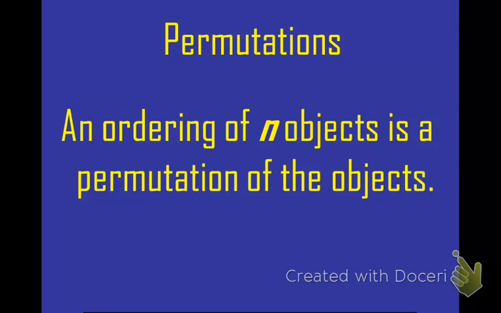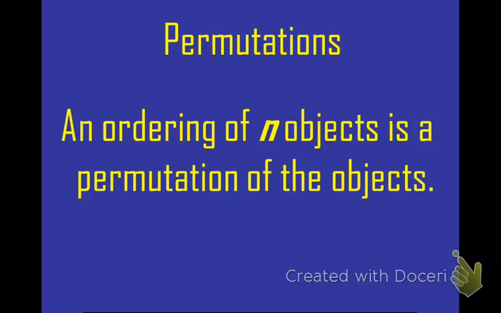Permutations, we're thinking about order. So basically, if we're going to go to the lunch line, how many different ways can we stand in line? There's an order to that. It matters what order we stand. How many different ways can we finish a race? We can finish first, second, third. Well, how many different ways can we finish that? There's an order to it.